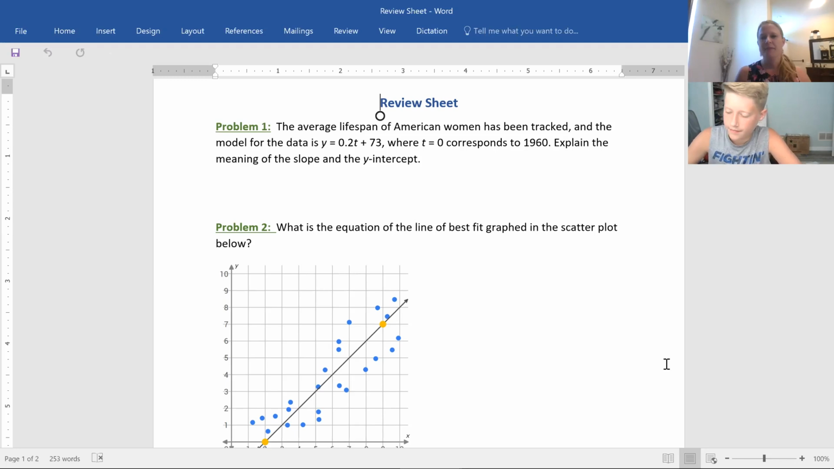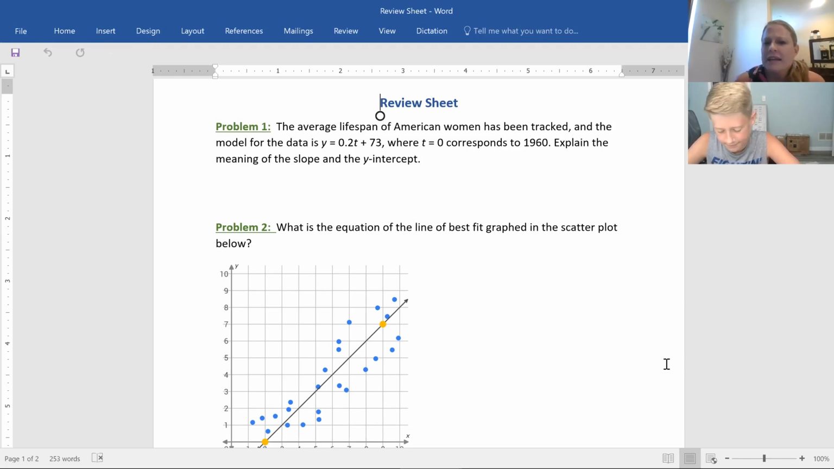Yeah, we know 12 months are in a year, right? We multiply 12 months times 0.2, and that tells us that with each year, a woman's life expectancy should go up 2.4 months. Now, why would that be the case? Because we have better nutrition information, we have better medications, all of that. So very good.